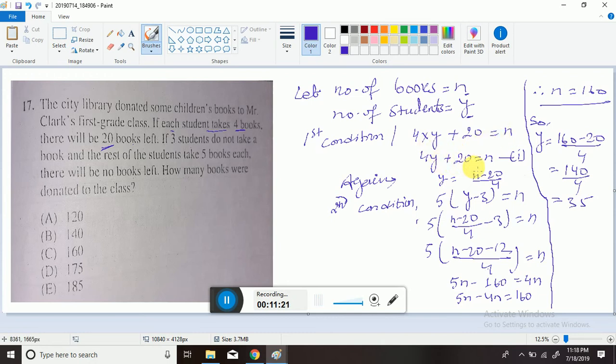So 4y plus 20 equals n. From here we have to find how many books, that means n, we need to find. So we are making y alone, the students alone. So y equals (n minus 20) by 4.